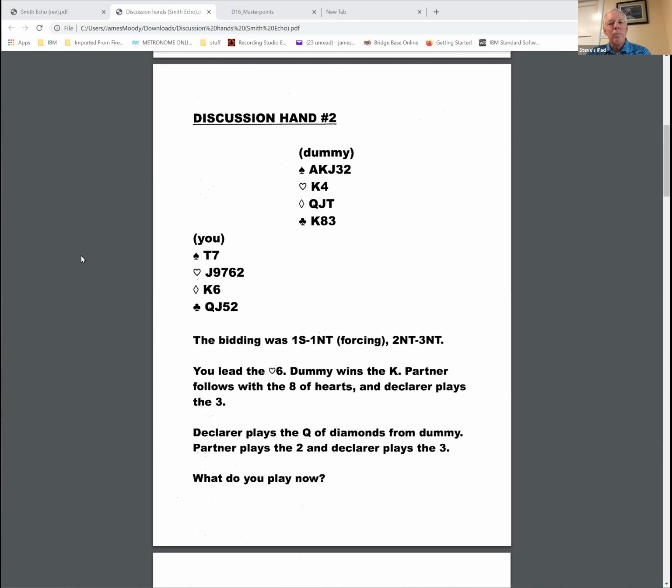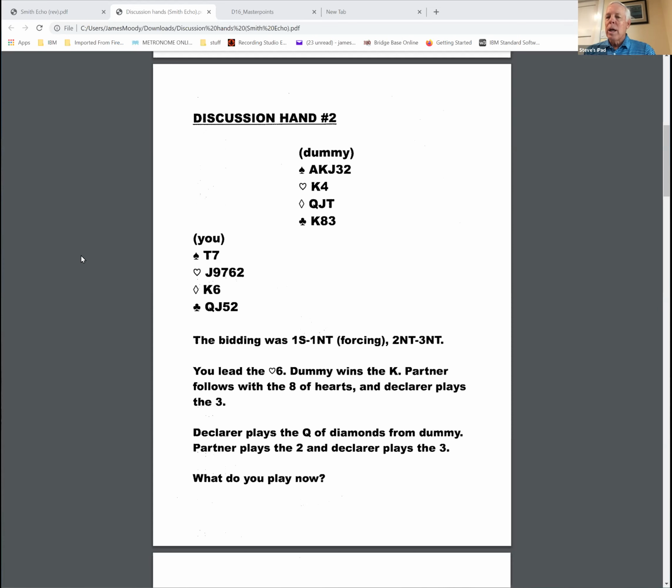Now notice that you might take a stab at that without Smith Echo. But with Smith Echo, you get a nice little bit of information that informs your decision to switch to the queen of clubs. And I would expect partner to have the ace of clubs, and if she happens to have the 10 to go with it, you're in business. Okay, that's hand number 2.